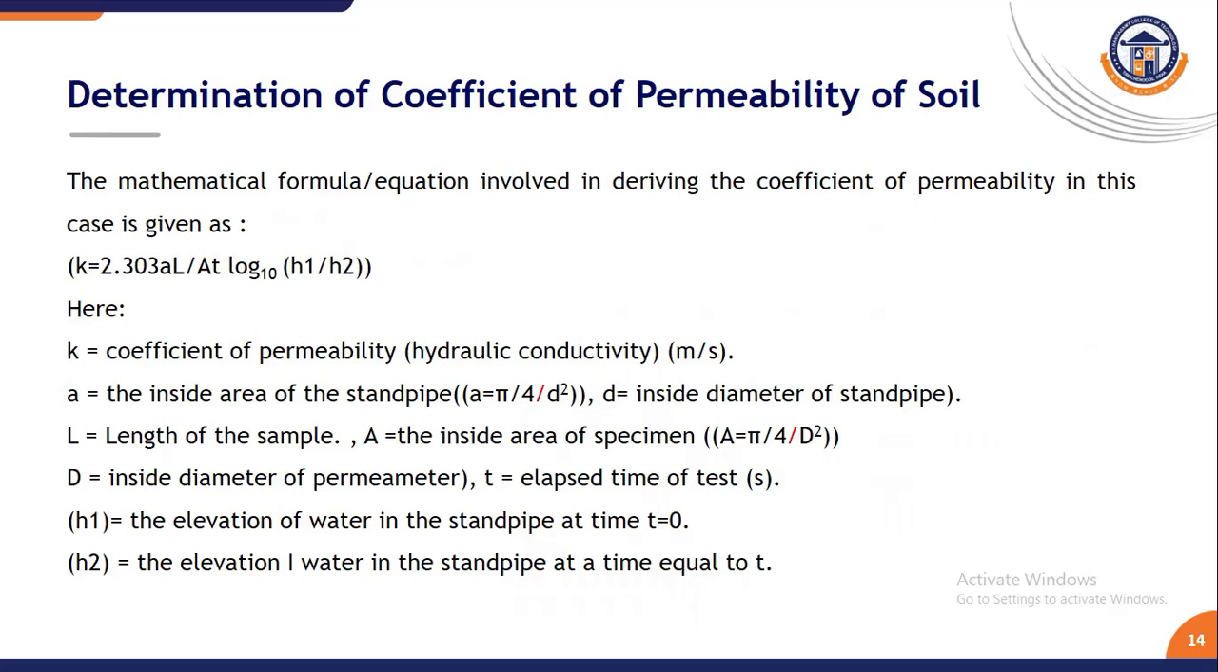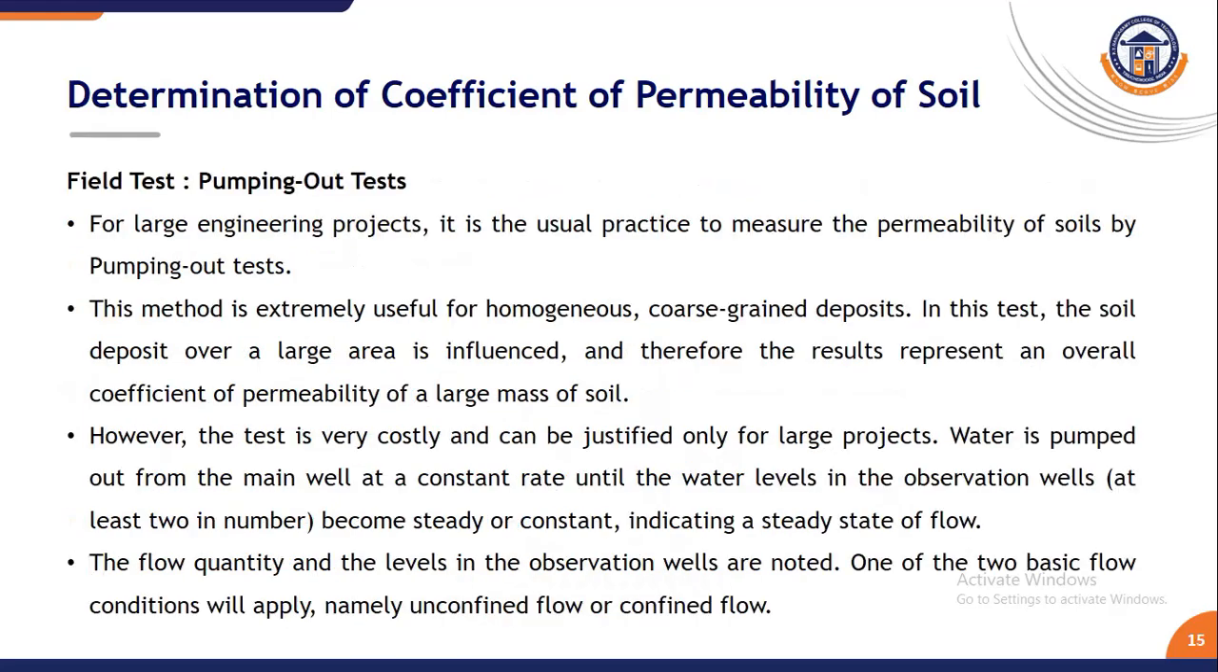A is the inside area of the specimen. A is equal to pi by 4 D square, and capital D is the inside diameter of the permeameter. Here T is the elapsed time of the test measured in seconds. H1 is the elevation of water in the standpipe at time T equal to 0, and H2 is the elevation of water in the standpipe at time equal to T.